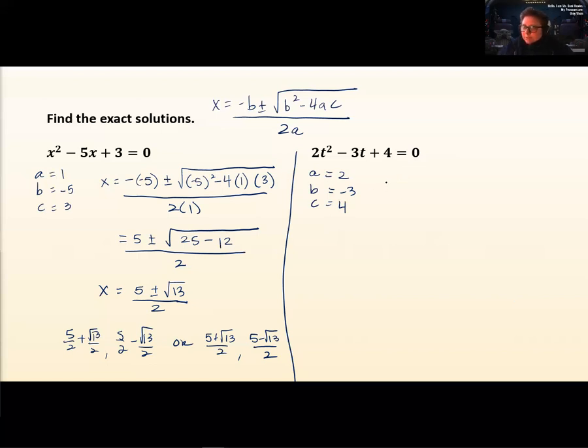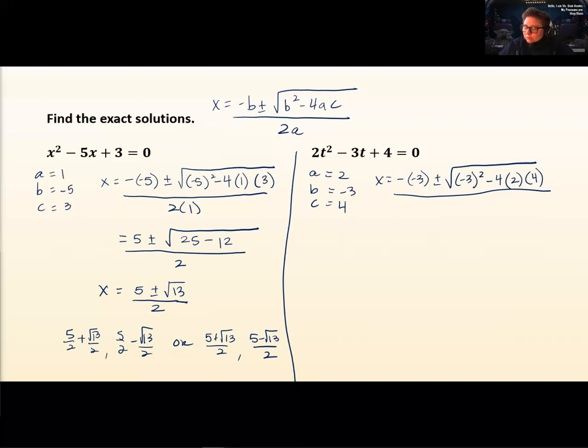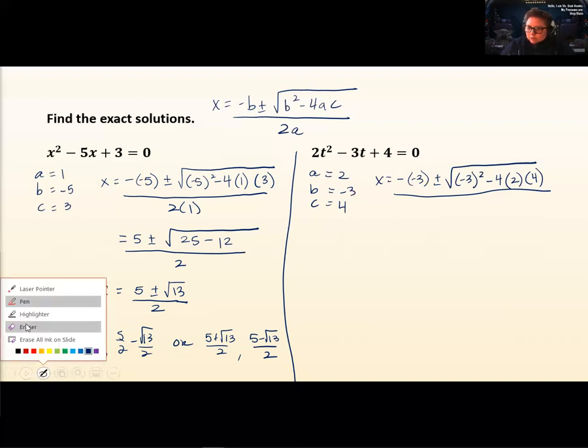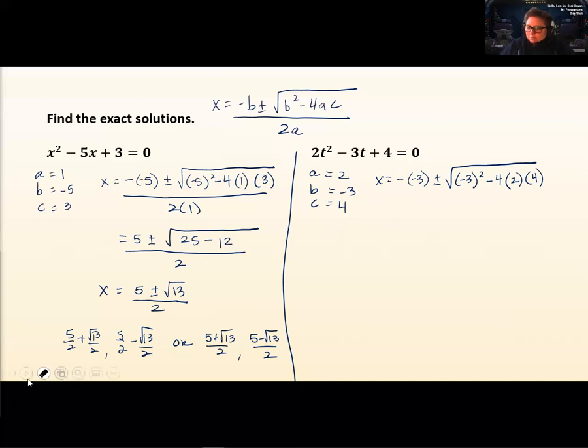All right, so let's set it up. So we have x equals negative 3 plus or minus the square root. Again, everything in parentheses. And then our a is 2, and our c is 4. And this is all over 2 times a, which is 2 this time.